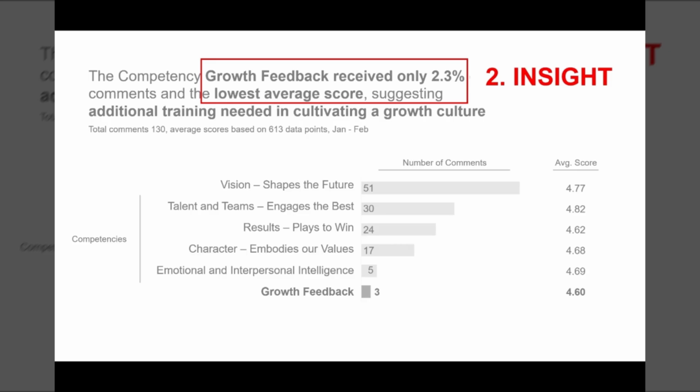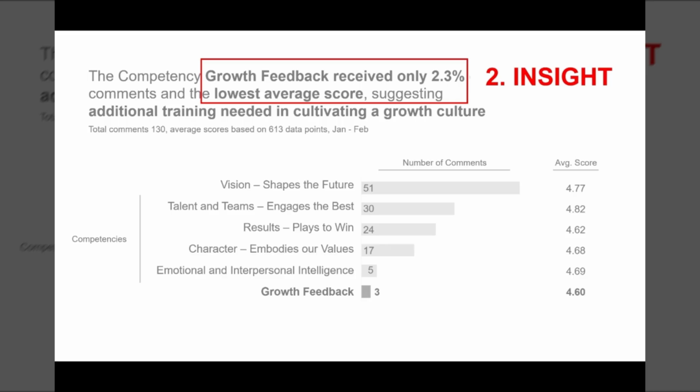And think about the active titles versus passive titles. By you actively teasing out and listing why this is important, now you're seeing here that I chose to focus on the fact that growth feedback received only 2.3% and the lowest average score. Maybe the story is around the vision, shapes the future, and how that got the most number of comments. Or perhaps the story is around talent and teams, which got the average highest score, 4.82, right? So whatever that story is that you want to tease out, make that meaningful and show that insight as to why the audience should care about what you're showing.